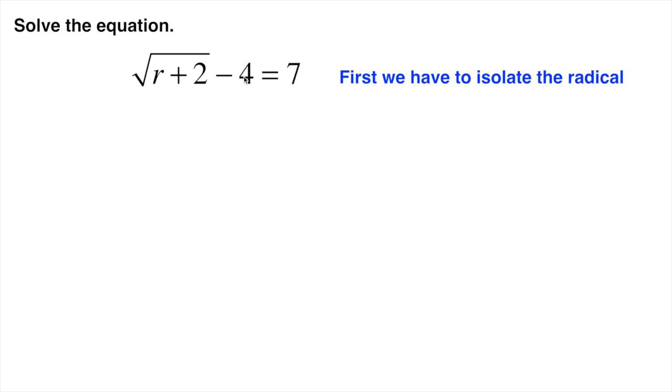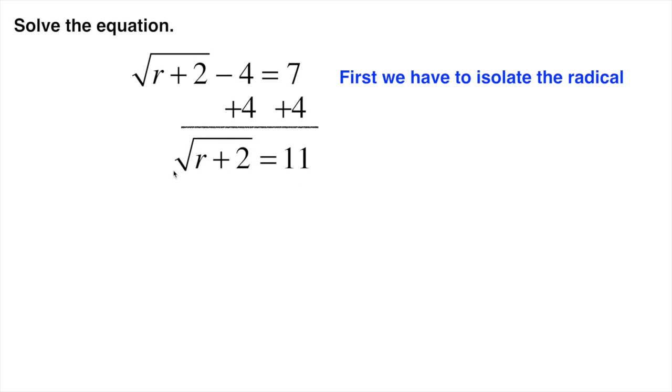The way that we do that is to add 4, and we have to do it to both sides. Remember, with any sort of equation, if we do it to one side, we have to do it to both sides. So I add 4 to both sides. Negative 4 plus 4 is 0, that cancels out. And then 7 plus 4 is 11. Now we've isolated this square root expression.